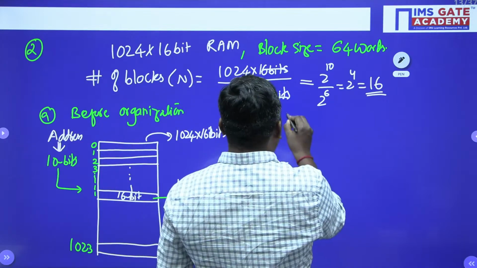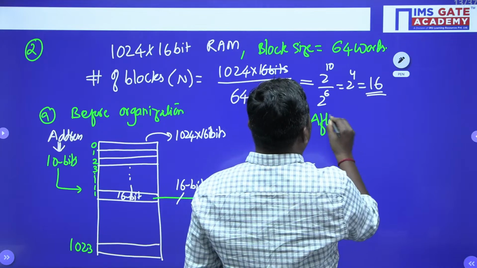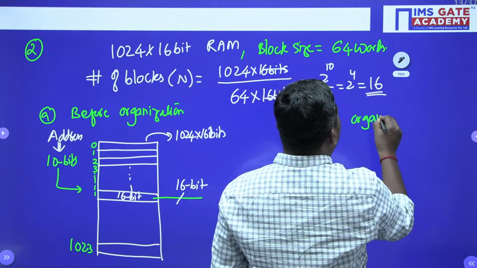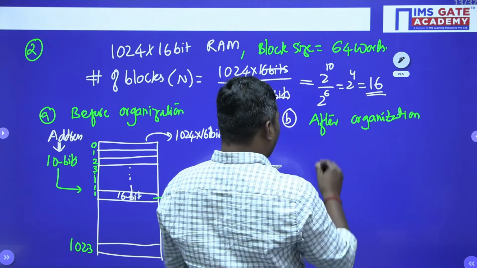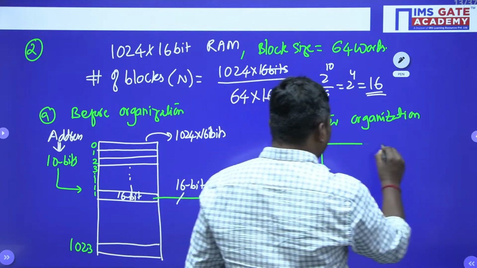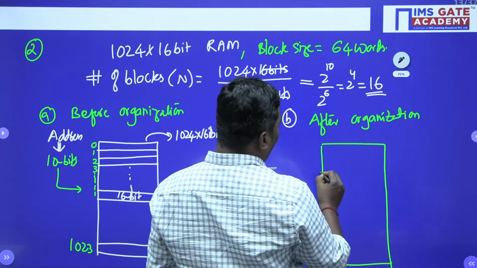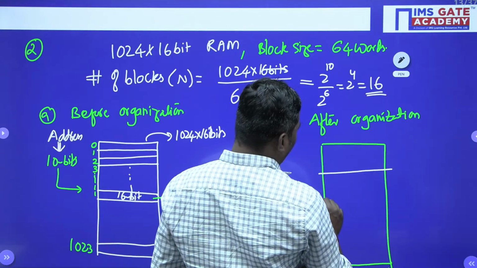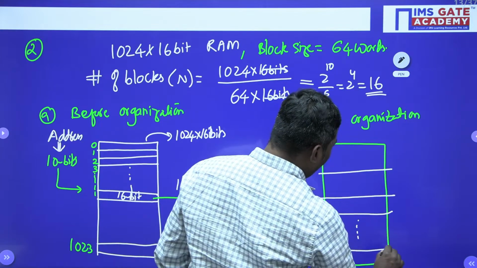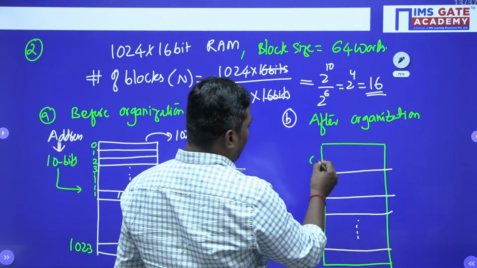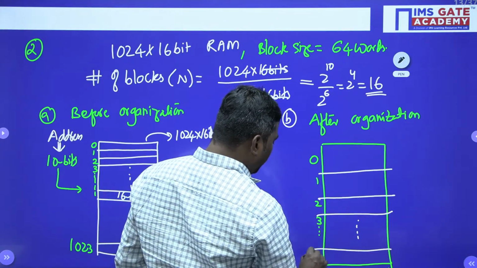Now, after organization of this memory in terms of blocks, see the memory. This is the main memory. Now you have to divide it into blocks: block number 0, block number 1, block number 2. Like this, how many total blocks did we get? 16. So block number 0, 1, 2, 3, and like this up to block number 15.